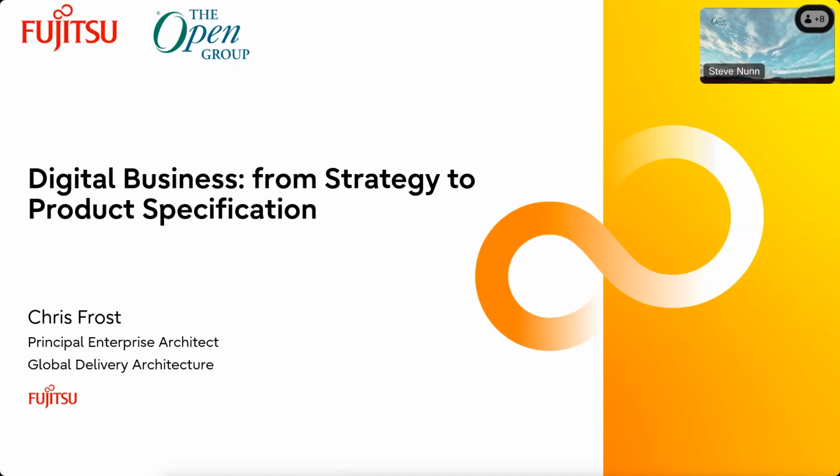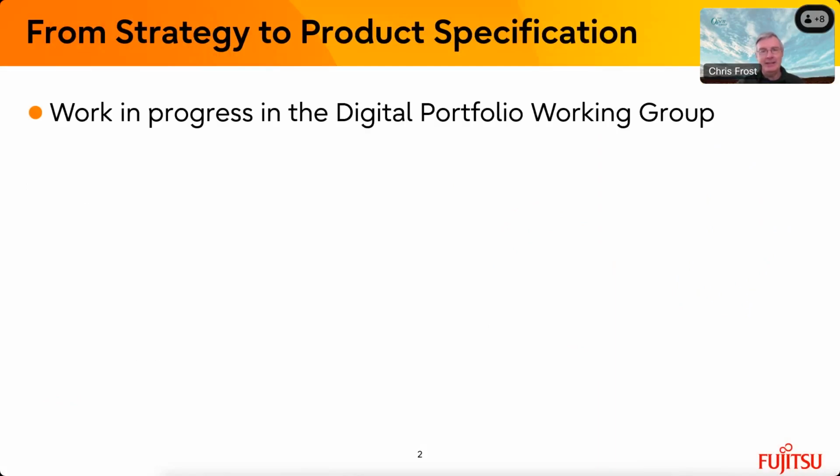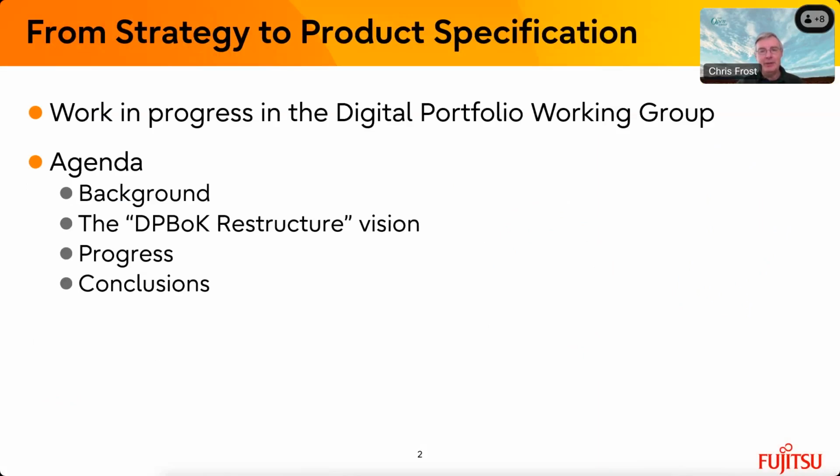Thank you. So my topic today, as you heard from Steve, is digital business from strategy to product specification. And essentially, this is about some work that's in progress within the Digital Portfolio Working Group. And I'm going to cover four points as we go through today. First of all, just give you a little bit of background as to what we're doing, why we're doing it. Then go on to the vision of what we're hoping to achieve with this new work, the DP-BOK restructure, as we're calling it. I'll come to that in a few slides' time.